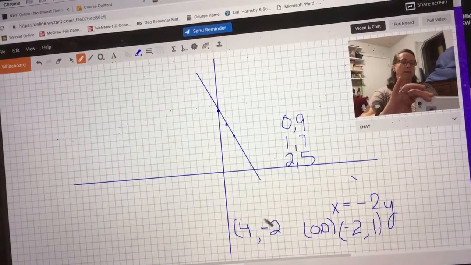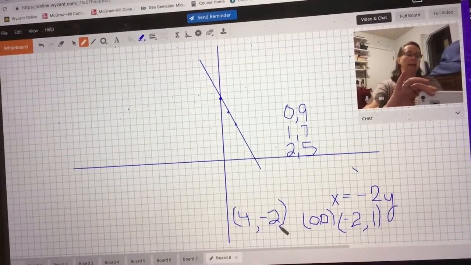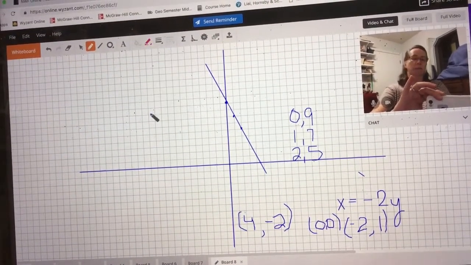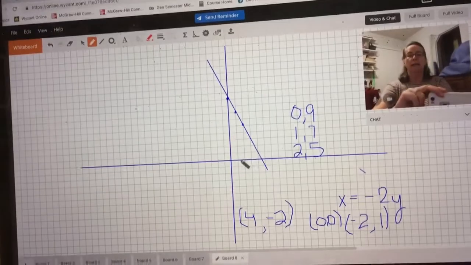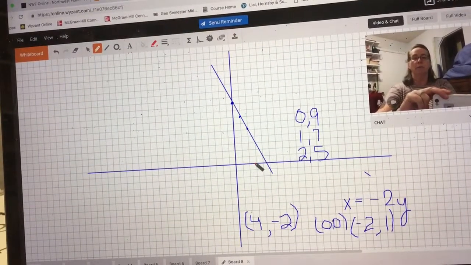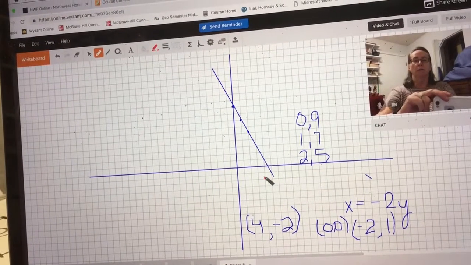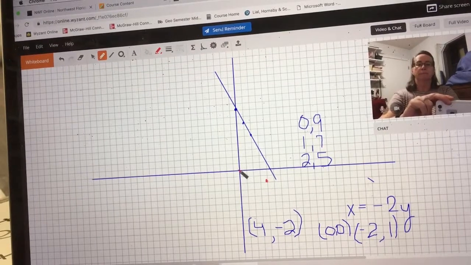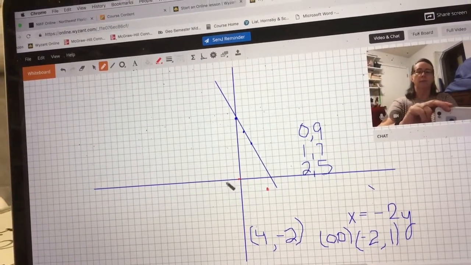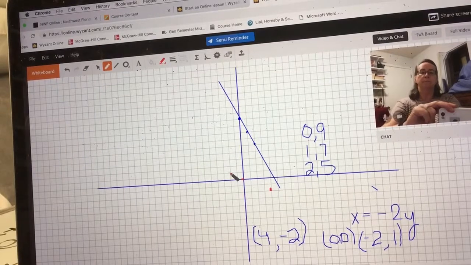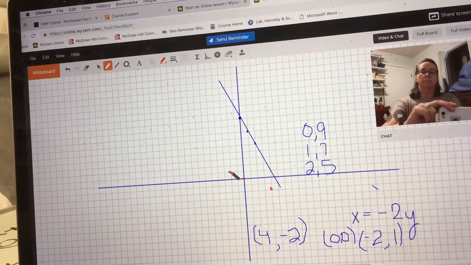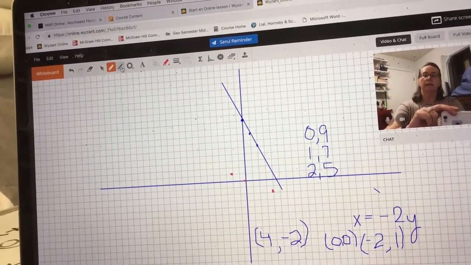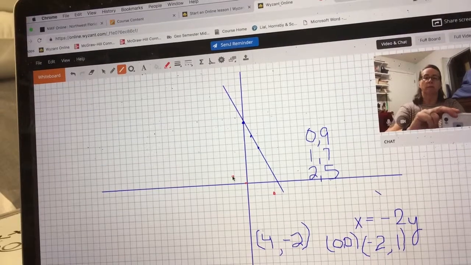So now let's graph these 3 points. We'll make this a red line. Okay, so let's make this one red. And we got a 4 and a -2. 1, 2, 3, 4, down 2. And a 0, 0. And a -2, 1. Okay, so now let's graph a line through those points.